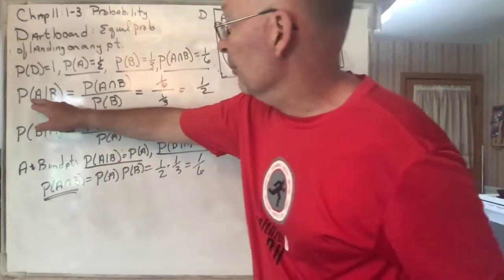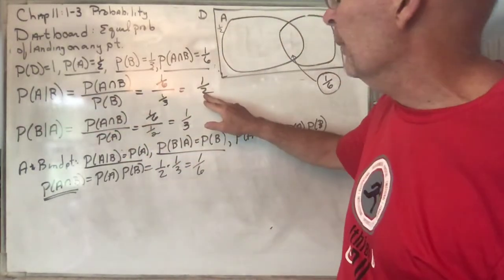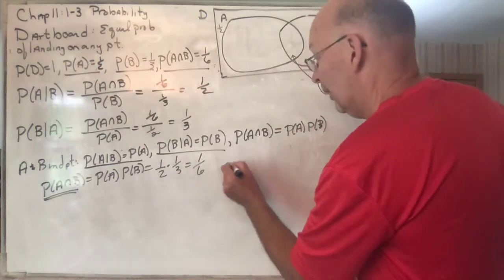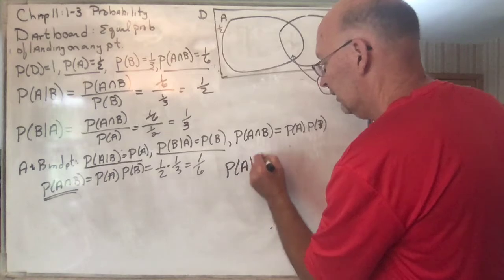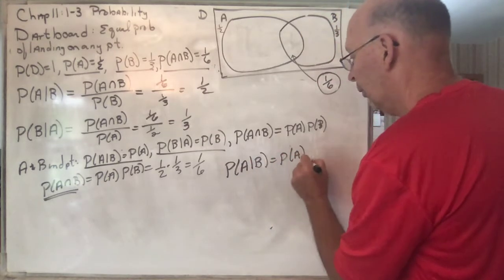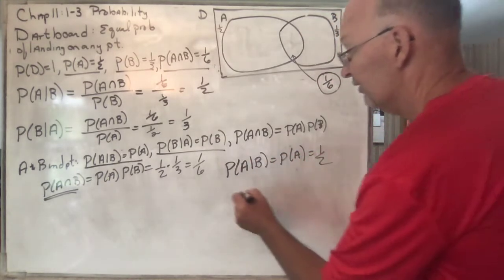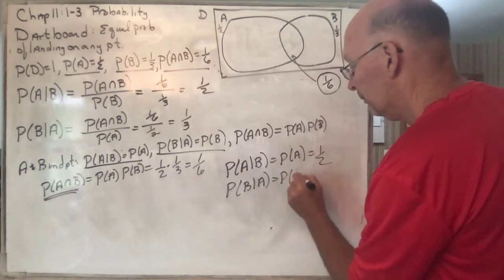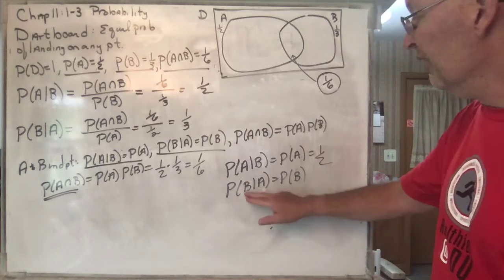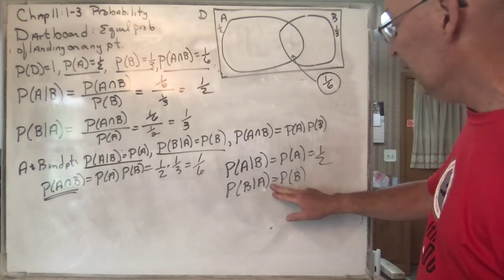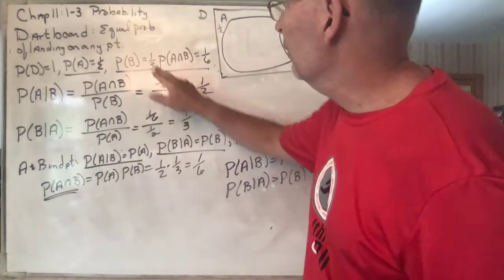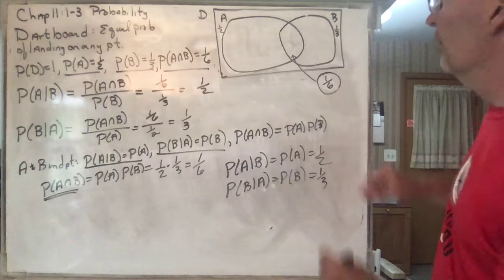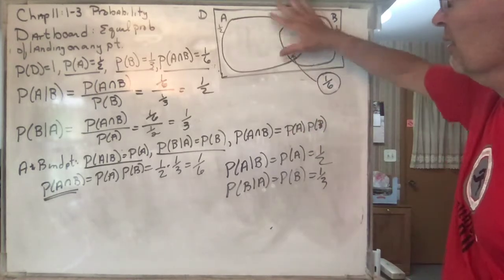Is it the case that the probability of A given B is just the probability of A? Sure enough. See that? The probability of A given B is equal to the probability of A. They're both equal to 1/2. Is it the case that the probability of B given A is just the probability of B? That this thing tells you nothing at all? Well, are they both equal to the same thing? Let's check it out. They're both equal to 1/3. Yep, there you go.